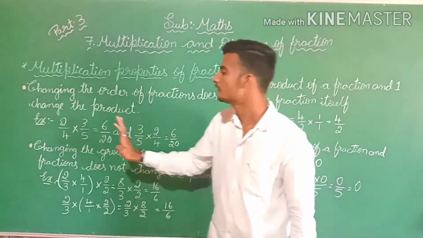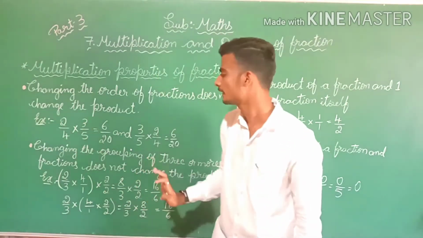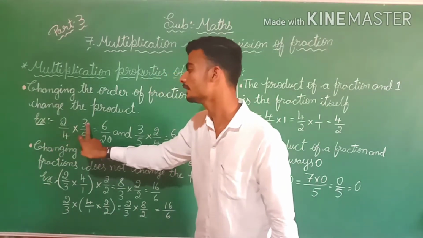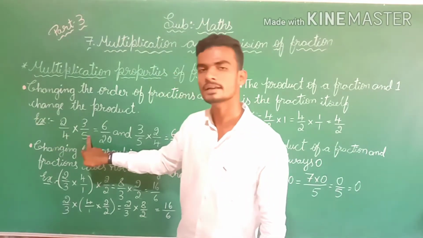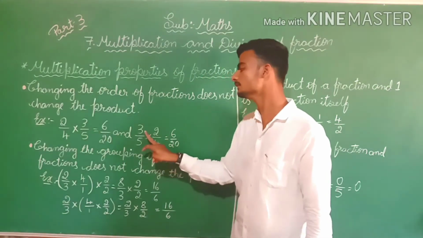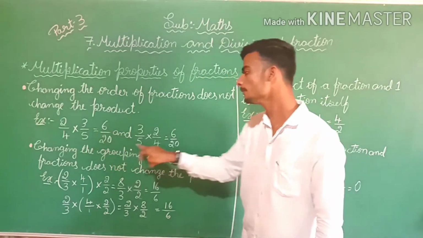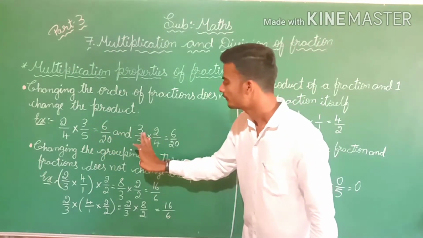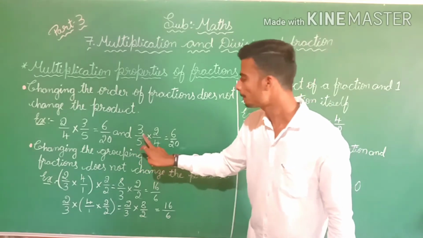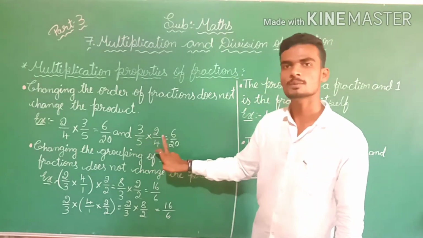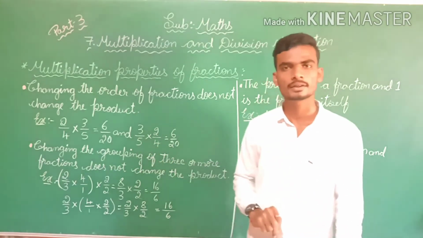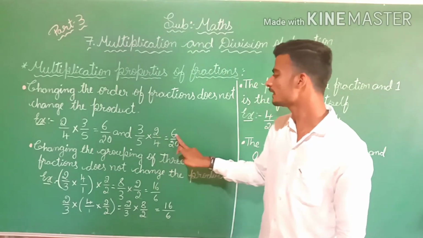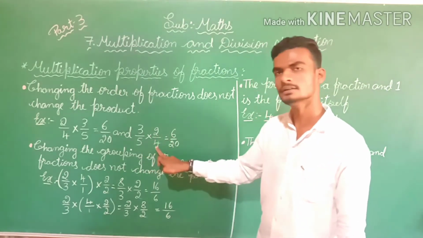Then if we change the places, I write 3 by 5 in the place of 2 by 4, and 2 by 4 in the place of 3 by 5. Then we multiply the numerator with the numerator and the denominator with the denominator. 3 twos are 6, then 5 fours are 20.